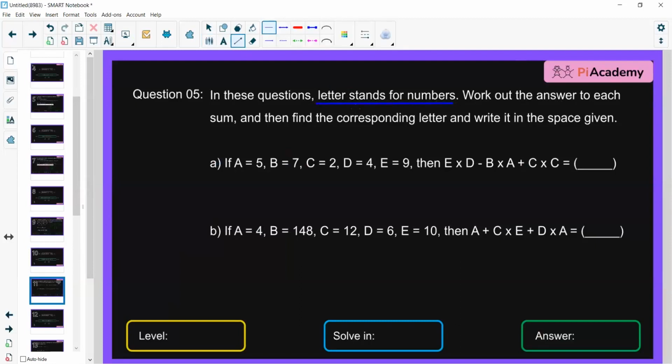Work out the answer to each sum and then find the corresponding letter and write it in the space given. So we need to work out the corresponding letter for this sum and write it in the space given. Let us see our first question. A is 5, B is 7, C is 2, D is 4, and E is 9. We need to work out E times D, take away B times A, added to C times C.